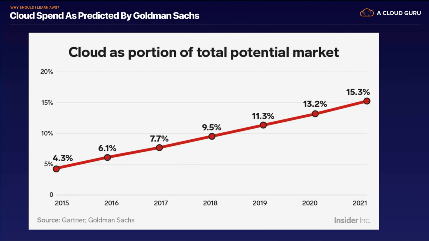So why should you learn AWS? This is cloud as a portion of total potential market spend. In this graph, basically what they're saying is in 2015, out of all the IT spend that organizations had, 4.3% of that was spent on cloud computing. By 2016, it was 6.1%. We go up to 2019, we're at 11.3%, and they are predicting it to increase by 50% by 2021, all the way up to 15.3%. So you can imagine how much further this has to go. Eventually, we're going to get into the high 70s or 80%.